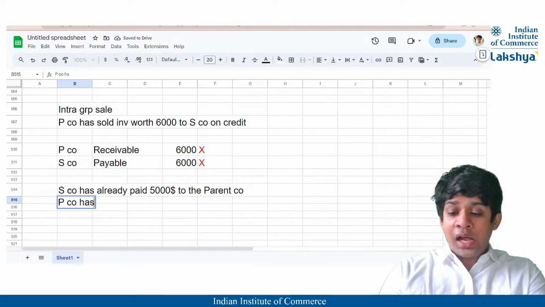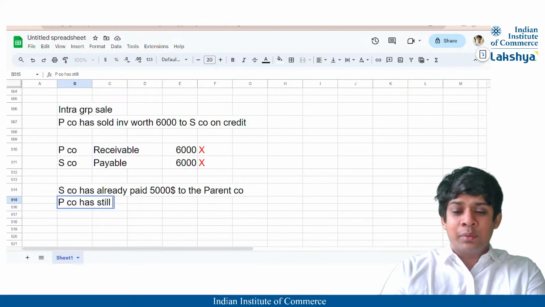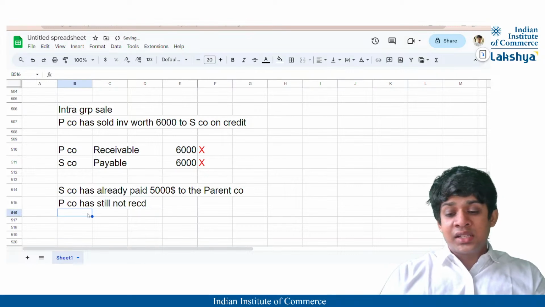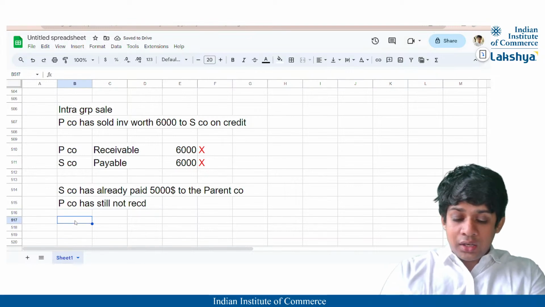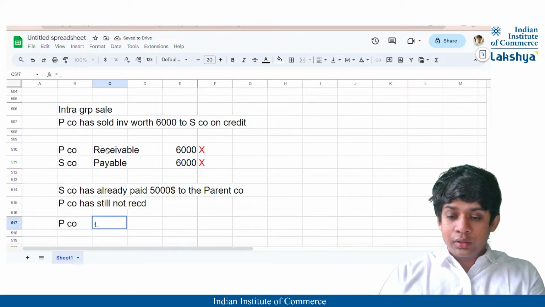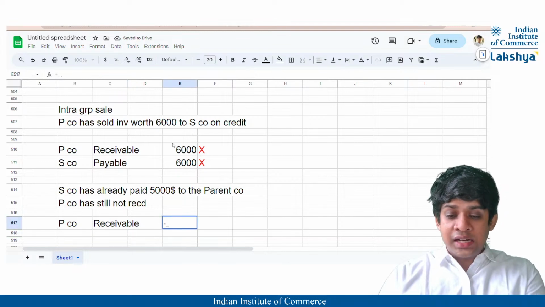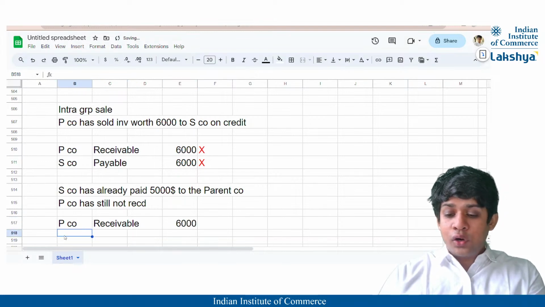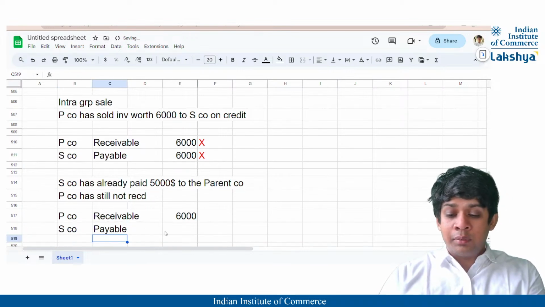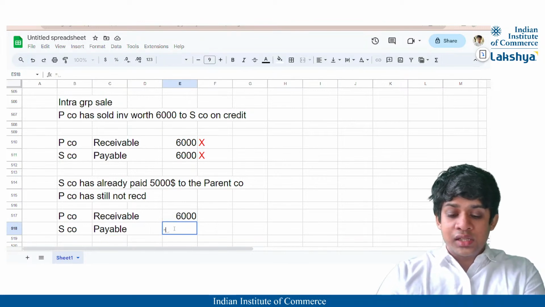But the parent company has still not received it, maybe because of some issues in the bank, or it is a bank holiday, or anything could be the reason. So the parent company has still not received it. So for the parent company, the receivable is still at 6,000, but for the subsidiary company, the payable is going to be only 1,000, correct? Because they've already paid 5,000, so 6,000 minus 5,000 already paid.